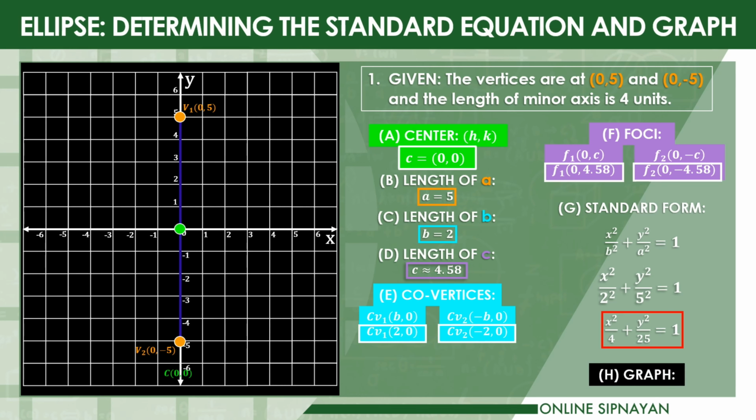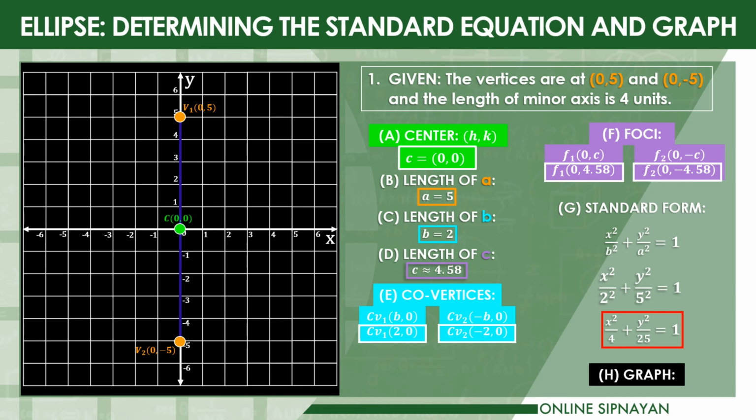First is the center, which is at the origin, or (0, 0). Then, since the vertices are already given, leave them as they are. But as you can notice, I colored the length of a the same as the points of the vertices, because the length of a will determine the distance of the vertices away from the center. Since a is equal to 5, if you count 5 units going up, we'll get to the point of vertex 1. And 5 units going down, we'll get to the point of vertex 2.